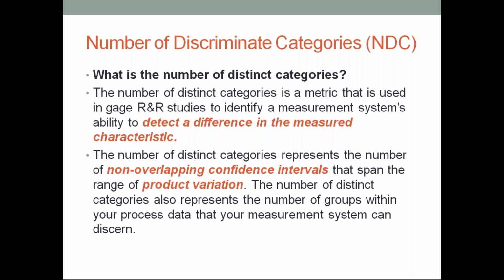The number of distinct categories represents the number of non-overlapping confidence intervals that span the range of production variation. The number of distinct categories also represents the number of groups within your process data that your measurement system can discern. Let me boil it down to this. It is your statistical resolution. If you have an NDC of 10, that means statistically you can have 10 buckets that you can tell apart within your process variation.